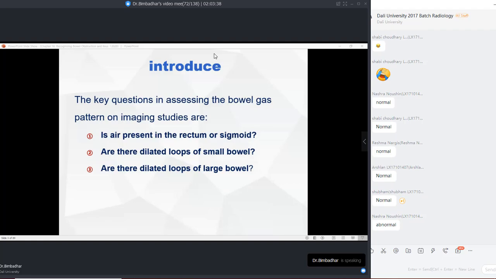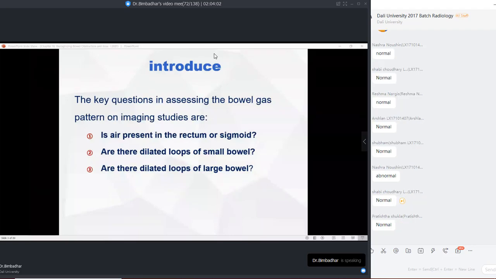Abnormal. Okay, perfect. Then we come down to the third question. Are there dilated loops of the large bowel? Okay, the large bowel loops are present down in the lumbar regions, and there are no abnormal dilatations along the large bowel. So finally, is it normal or abnormal? Normal.